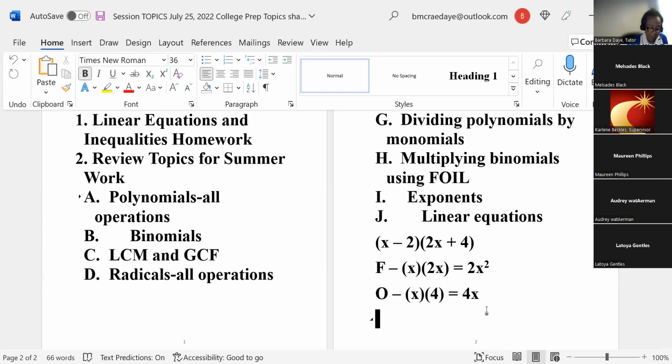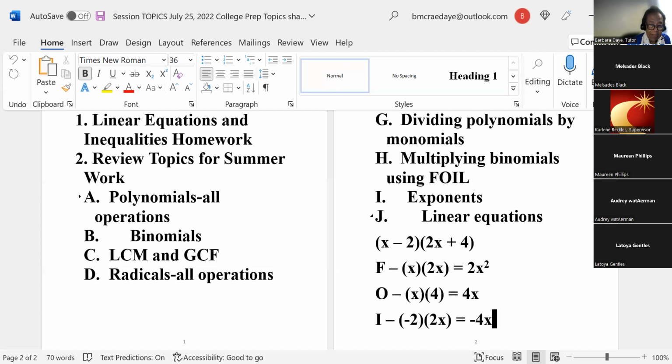Now we're going to inner. So inner would be what? The minus 2 and the 2x. So this would be minus 2 times 2x. And what would that be equal to? Minus 4x, right? Got it? Minus times plus gives minus. Yes, unlike signs multiply to give you negative.